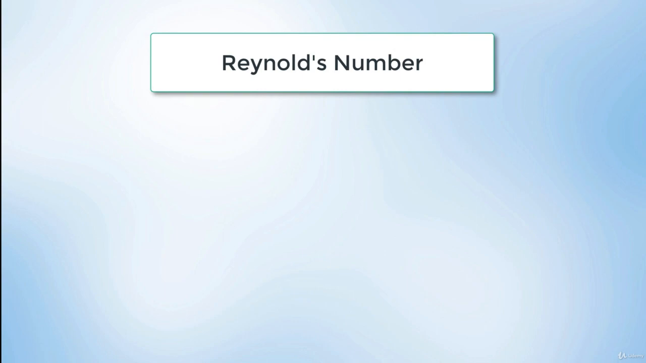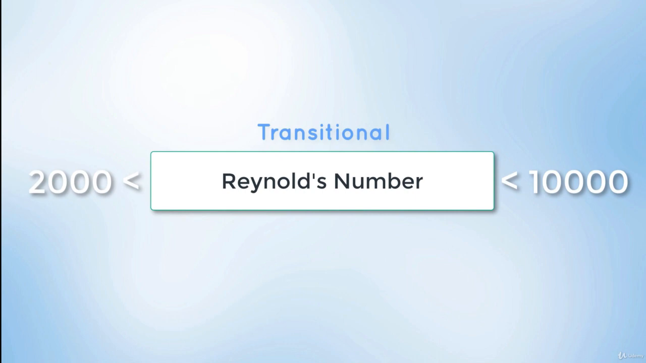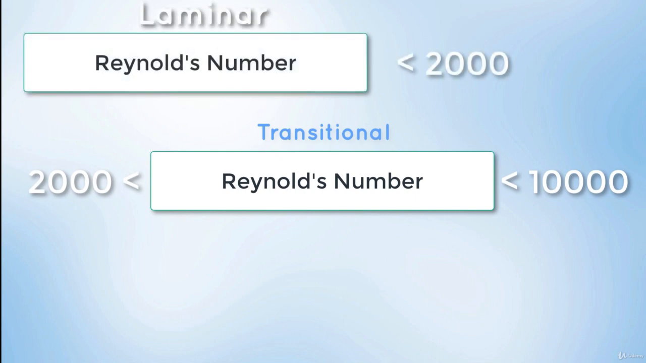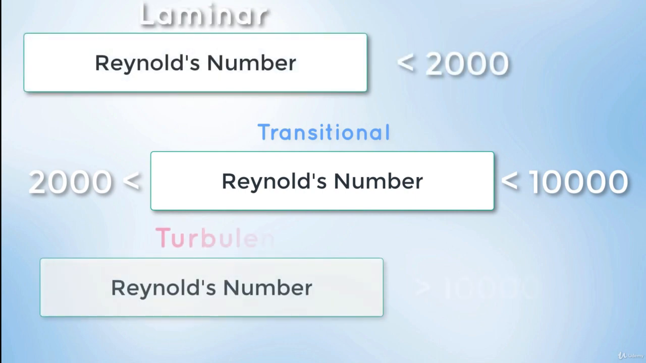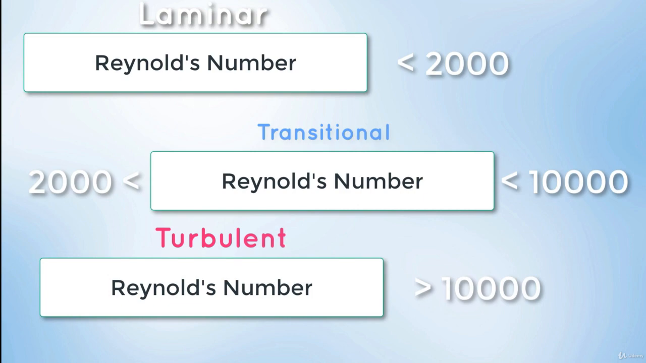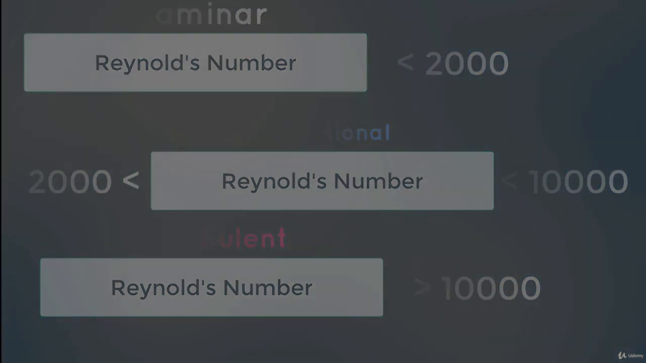When studying the flow regime of some fluid inside of a pipe, if the Reynolds number is between 2000 and 10,000, this flow is transitional. If it's under 2000, the flow regime is laminar. If it's over 10,000, it's turbulent. We're going to focus on the transitional part of the regime.